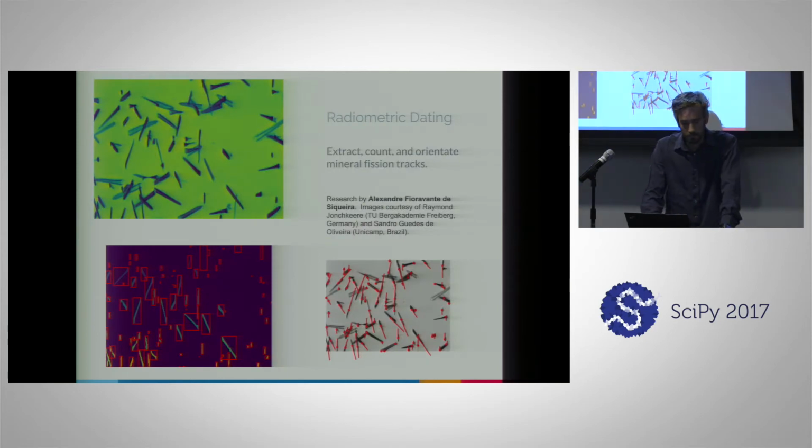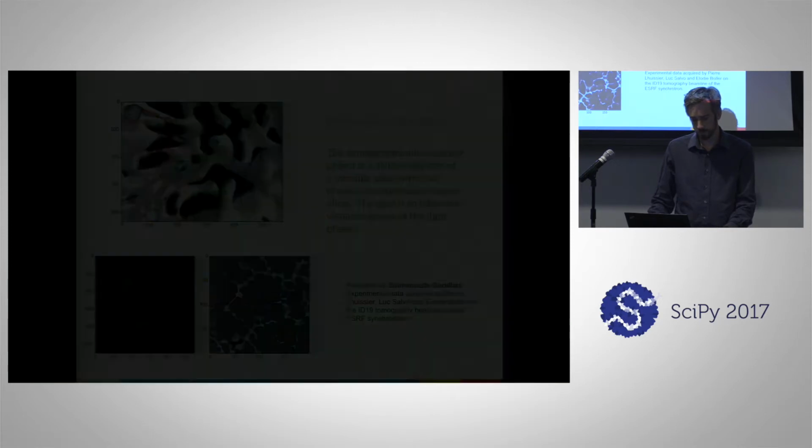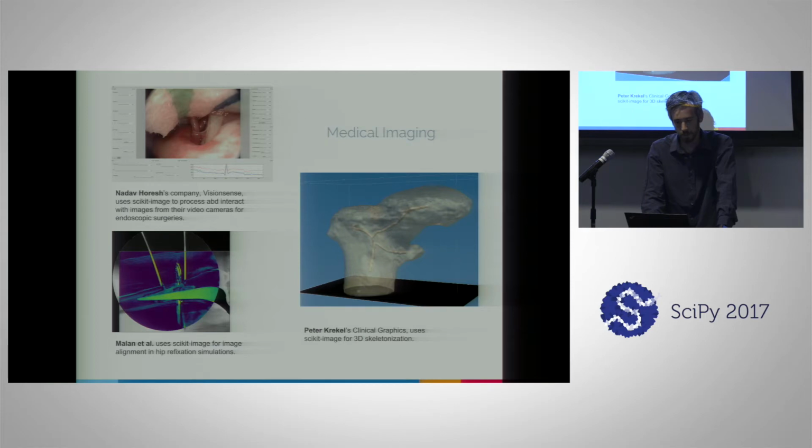One of our recently joined core team members, Alex, submitted this example. He uses scikit-image to work on radiometric dating of materials. Emmanuelle works in materials sciences, so she sent me these beautiful pictures. The GammaPy project uses scikit-image to make their source catalogs. And in medical image processing, scikit-image is used in various places.